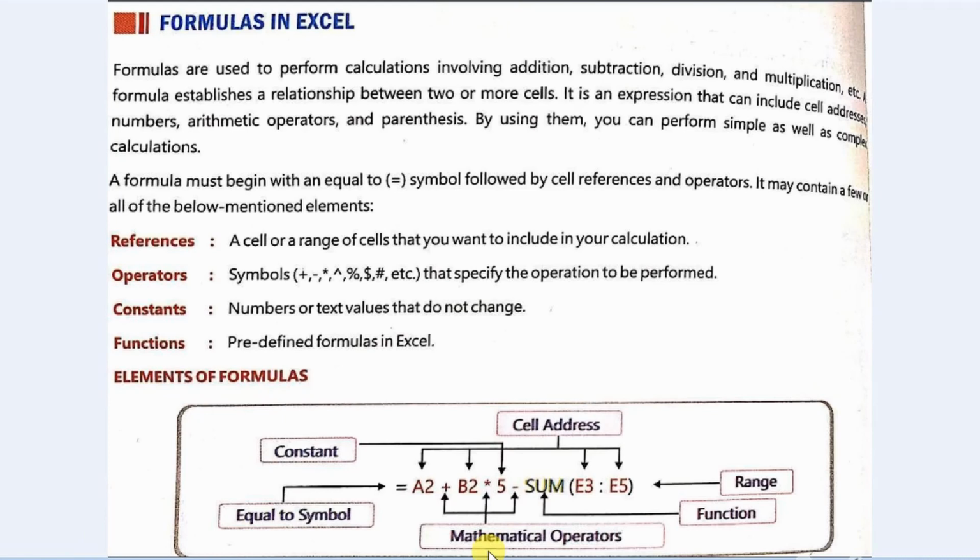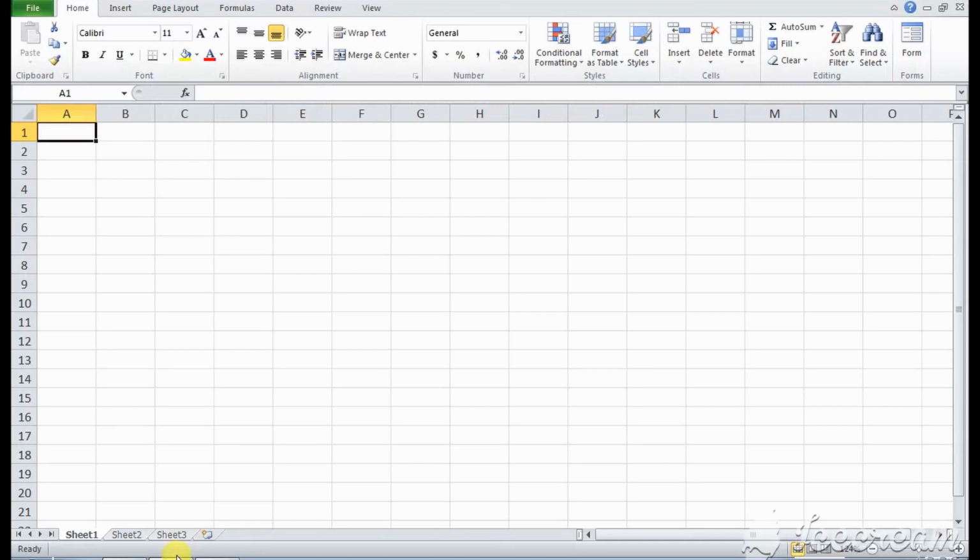Good morning, students. Today we are going to learn about formulas in Microsoft Excel. As we all know, in Microsoft Excel we have columns and rows, right? And every cell, which is the intersection of a row and a column, has a cell address. Suppose I click here, I can see in the name box C5, which is the address of this particular cell, C column and fifth row.